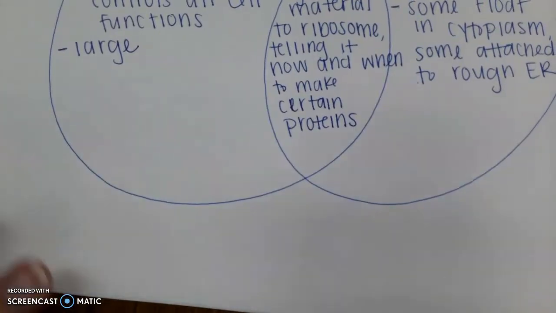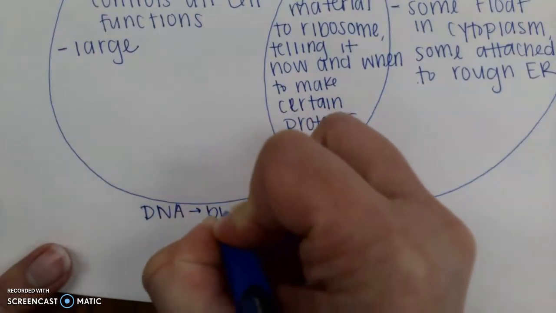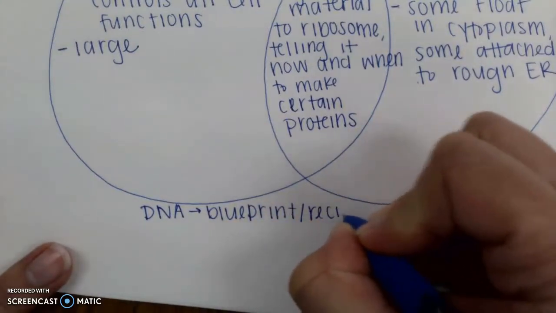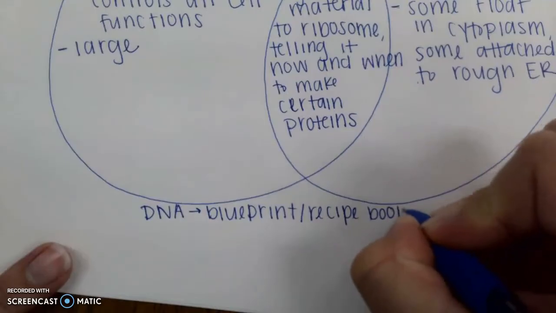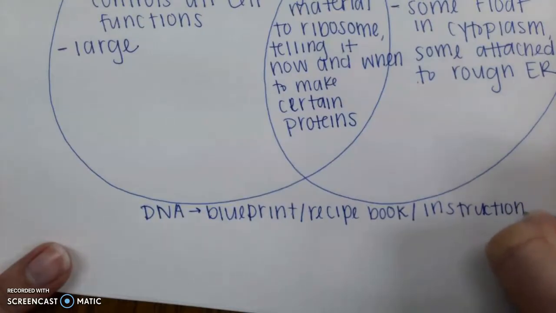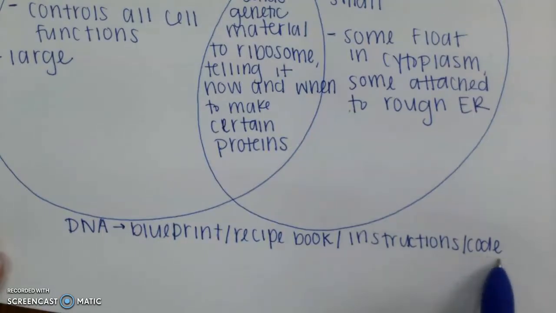So I'm going to say that DNA is like a blueprint or a recipe book. It has the instructions. Or it's like code. It's the code of what makes you, you. So your DNA is going to be slightly different than my DNA. So all your cells have this DNA in the nucleus. And it says, oh, we need to make this certain protein right now.